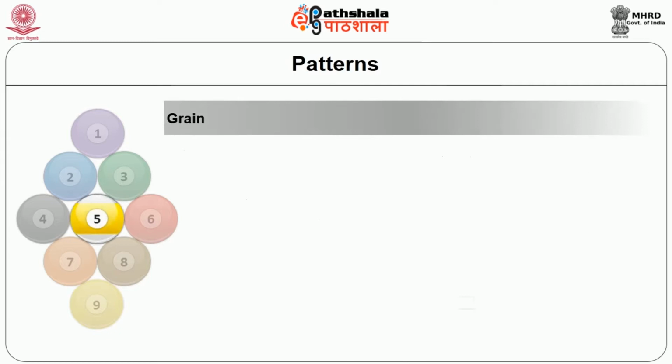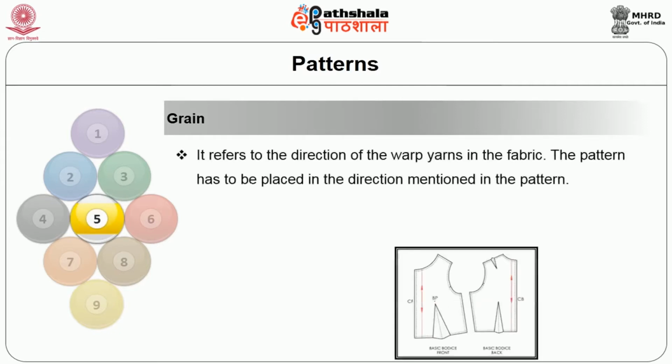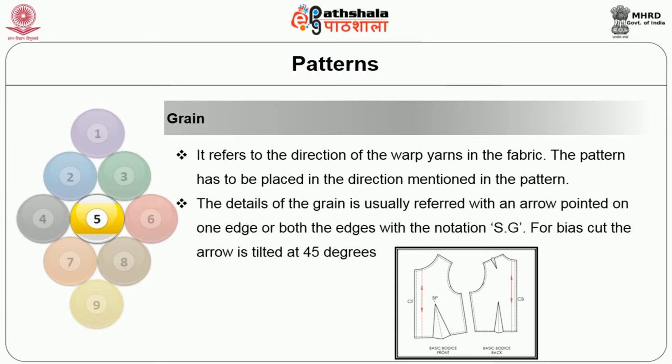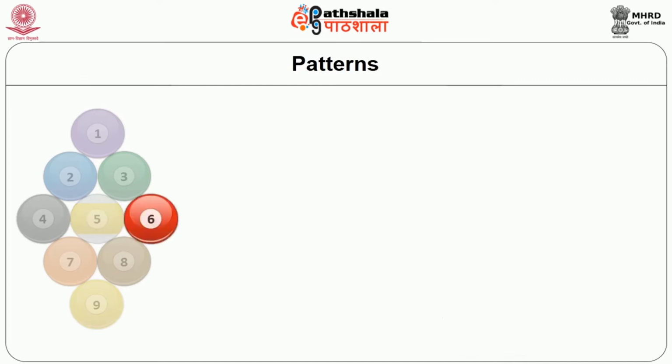Next is grain. It refers to the direction of the warp yarns in the fabric. The patterns have to be placed in the direction mentioned in the pattern during cutting. The details of the grain are usually shown with an arrow pointed on one edge or both the edges of a line with the notation SG. For bias cut, the arrow is tilted at 45 degrees.